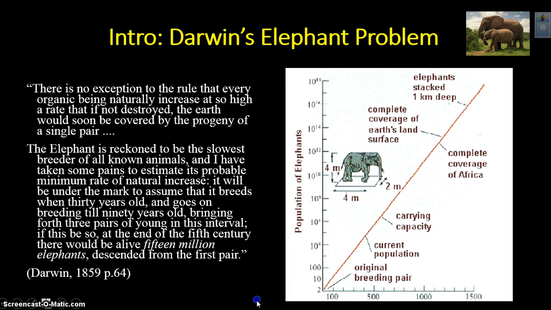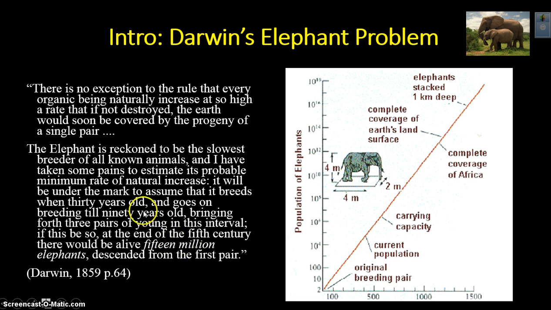Today I'd like to talk about populations and how that relates to ecology. First thing I'd like to look at is Darwin's famous elephant problem. Darwin made these observations on elephants, and he tried to do some mathematical calculations about how many elephants would be produced from one breeding pair.